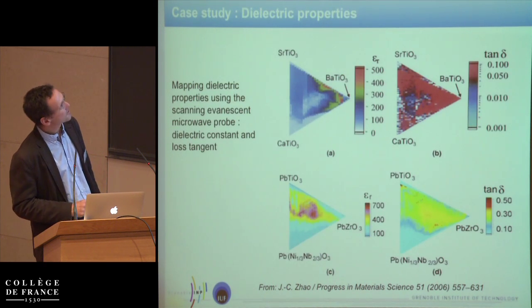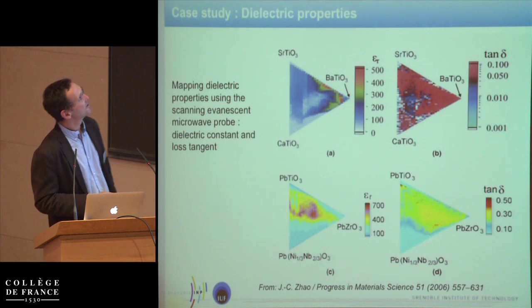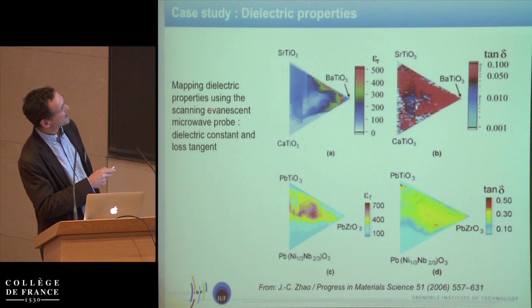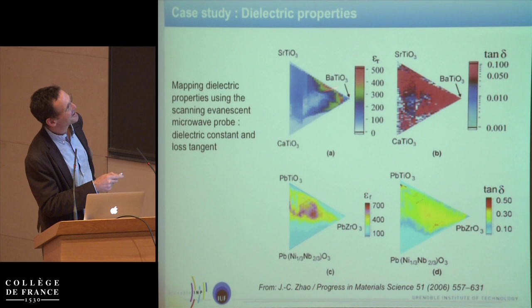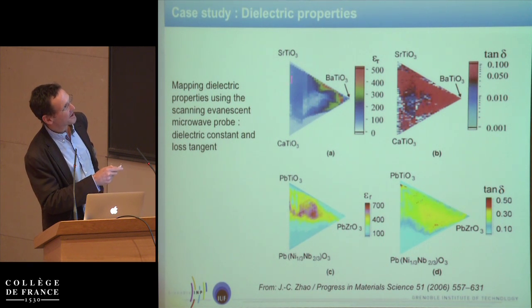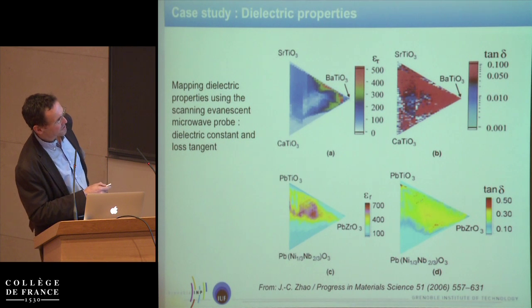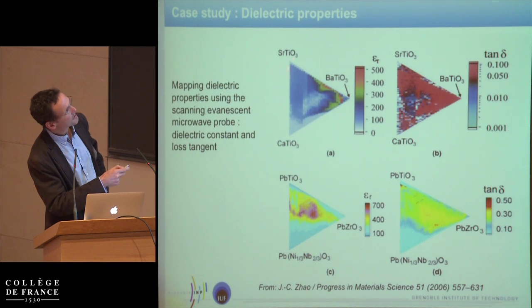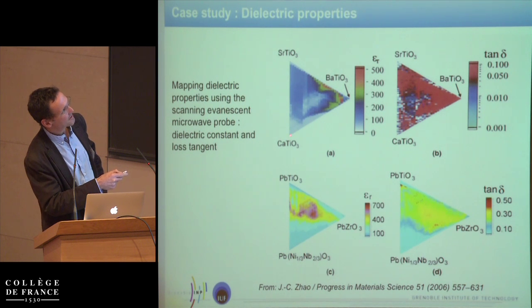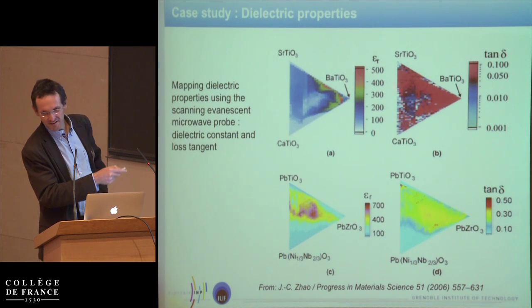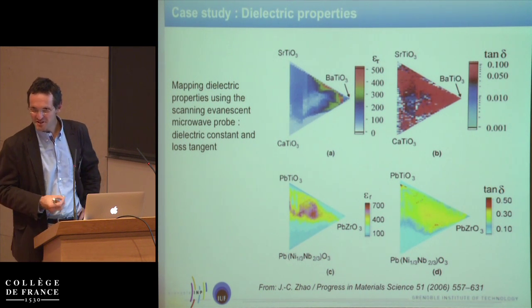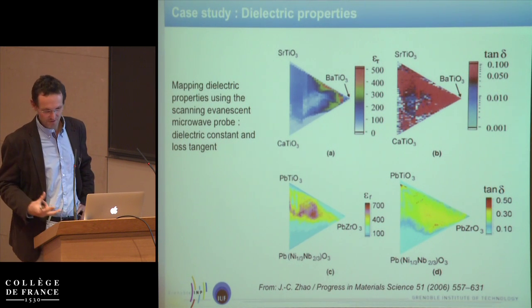People have also been mapping dielectric properties, using something called the scanning evanescent microwave probe. I don't know how it works, but anyway, you can get a map of dielectric constant and loss tangent. I don't know exactly what the resolution is here, I didn't write it down, but here the people managed to map the effect of composition in barium titanate, strontium titanate and calcium titanate, and so have a continuous characterization of the functional properties as a function of composition of the crystals.